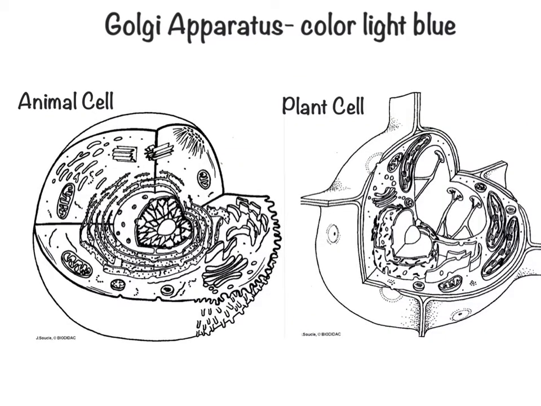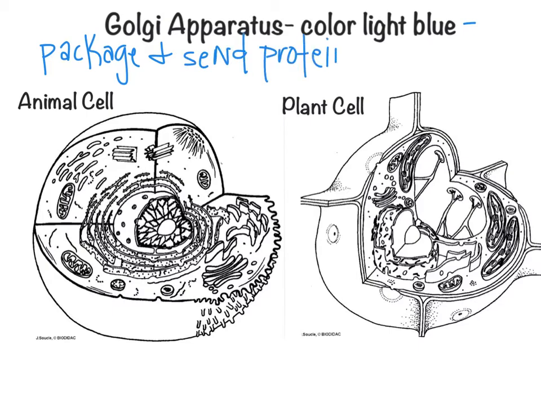The next thing is your Golgi apparatus. I've seen a couple different ways this is said: Golgi body, Golgi complex, Golgi apparatus. And to be honest with you, if you just remember Golgi, we're in good shape. Its function is to package and send proteins. Remember, our ribosomes make proteins. Once they make them, they get sent to the Golgi and they get packaged up. And then the Golgi will send them off where they need to go.